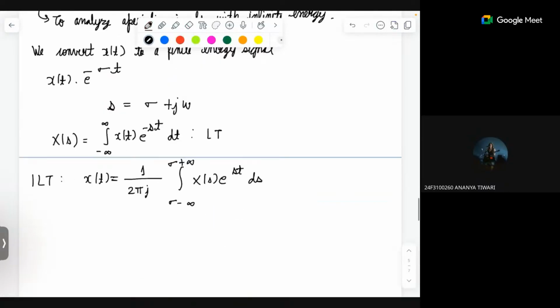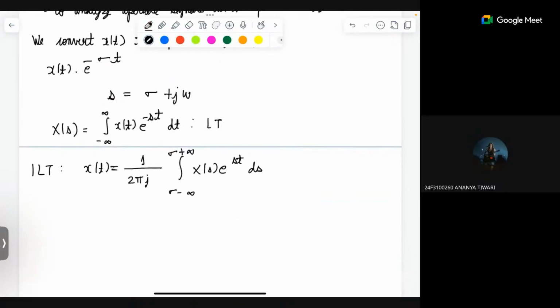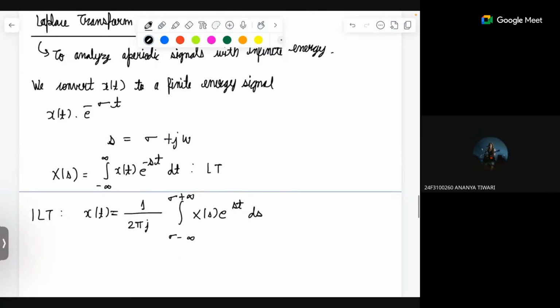So the equations are clear, Laplace transform and inverse Laplace transform? Yes, ma'am. One doubt. Yes. Ma'am, when we have the same type of equations, then why are we not able to find it for an aperiodic signal in the Fourier transform itself? We are not able to find what? We are not able to find the signal in Fourier transform by itself.